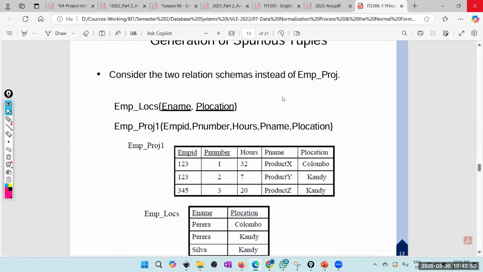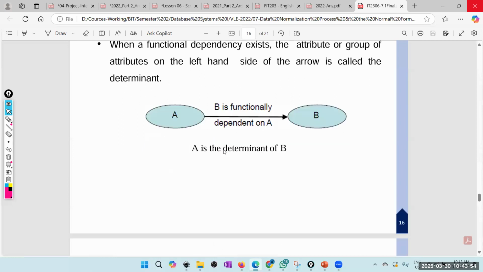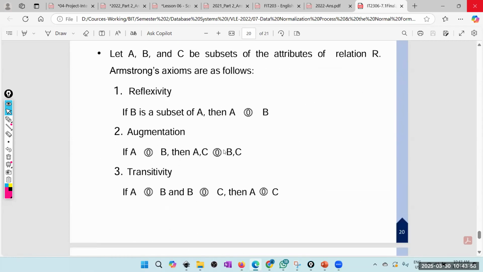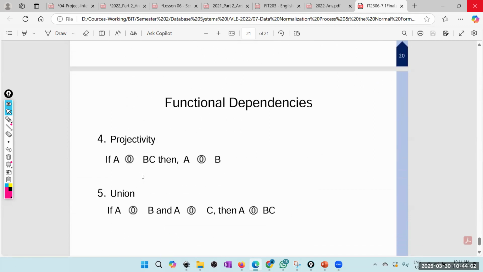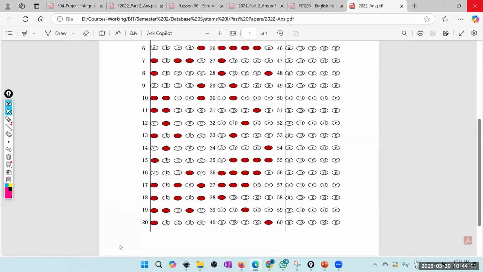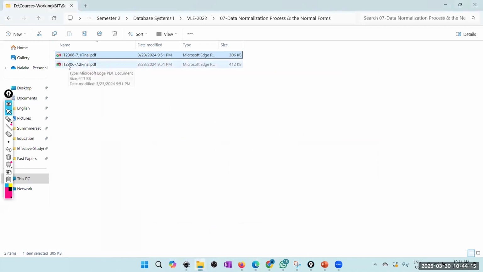So to talk about the anomalies, possible anomalies, and what is meant by functional dependency. Reflexivity, augmentation, transitivity. Notations. Projectivity, union. Right? That's it. Nothing, no explanation, nothing. So that is Armstrong axioms.